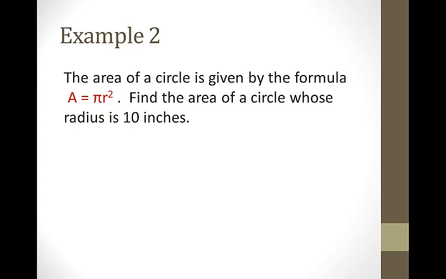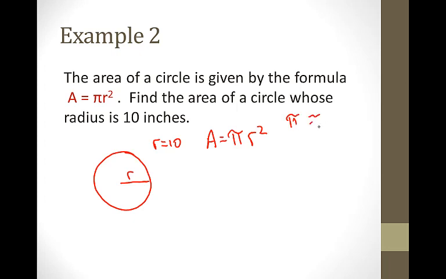Example 2. Area of a circle is given by the formula area equals pi r squared. Find the area of a circle whose radius is 10 inches. So often, if they don't give you a figure, I can draw it out. So there's my circle. And I'm given an r of 10. And I'm given the formula of pi r squared. Now pi will be approximately equal to 3.14. Your calculator will have this button on there, so I recommend just using that.